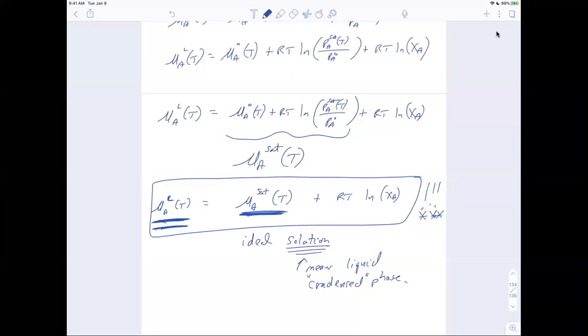And since XA is going to be anywhere from 0 to 1, and of course, if you have a mixture, we don't count 0 and 1, it's going to be something that's a fraction. So the log of a fractional number is going to be negative. So that term at the very end of this equation reduces the chemical potential of A, or any species in an ideal solution. It reduces the chemical potential of that species in the solution relative to what it would be if it were pure.